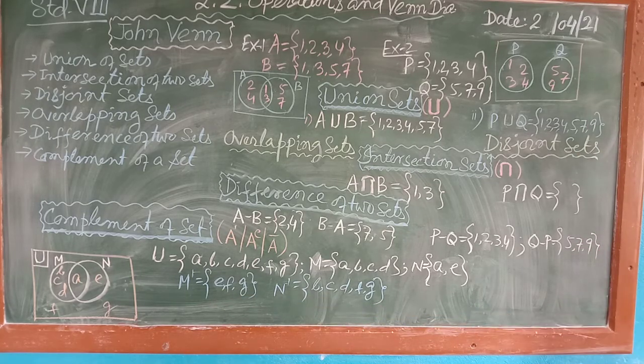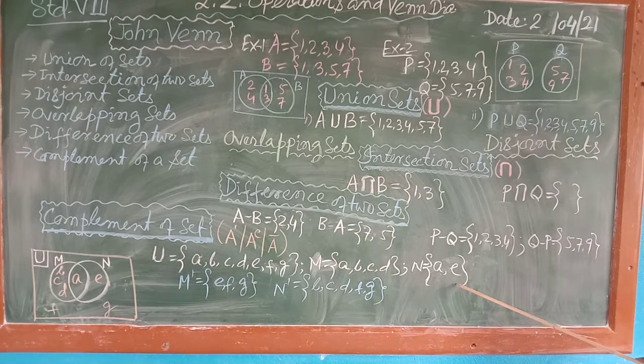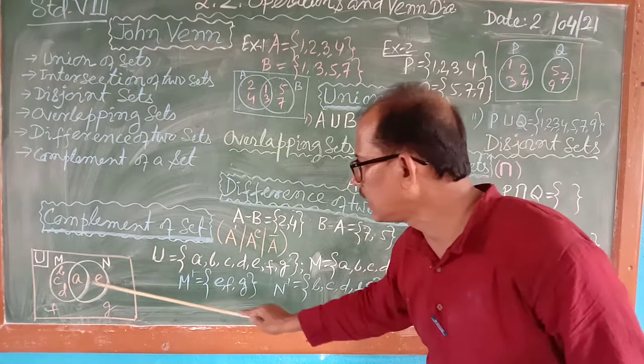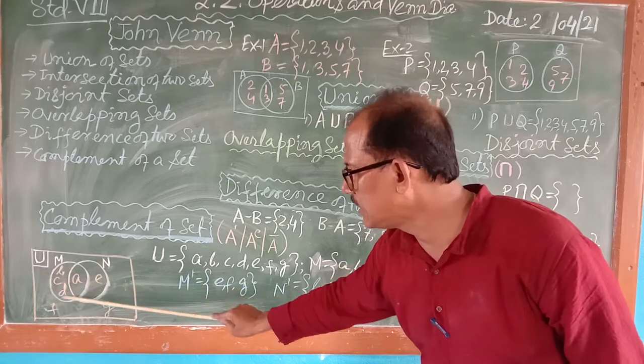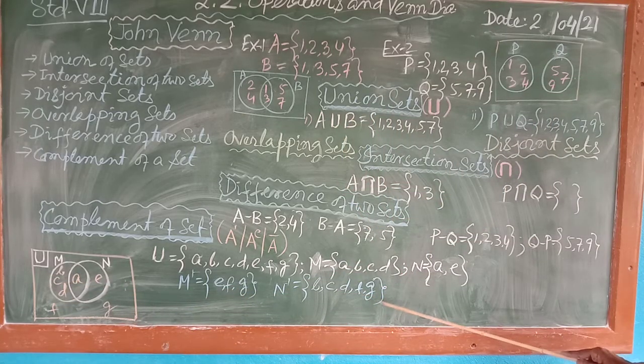Similarly, what will N complement be? Leaving the elements of N. The elements of N are what? A and E. Leaving A and E, what is present? B, C, D, F, and G. I hope you have understood.